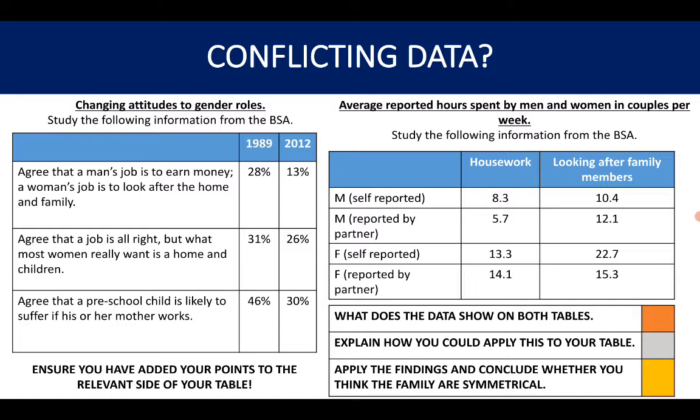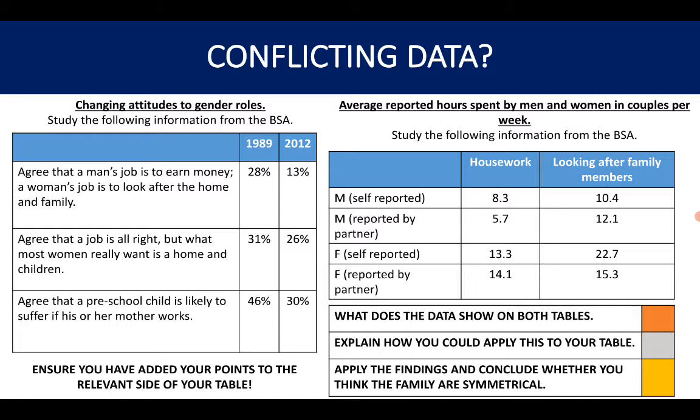So go through that. On the right hand side we have the average reported hours spent by men and women in couples per week. Now again, all of this is from the British Social Attitudes Survey. Okay, so the BSA, that's what it stands for, and it tells you here that you've got a difference in reporting of hours done per week. So you'd find that one person would report how many hours they thought they did, and then their partner would report on them. So for example, in one scenario, men's self-reported housework was about 8.3 hours, and reported by the partner it was actually less. It was just under 3 hours less.